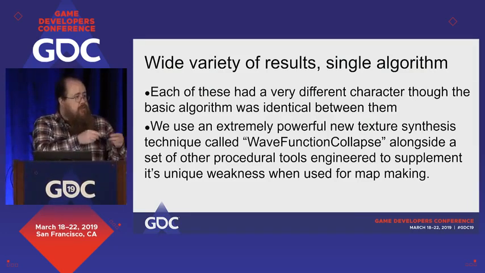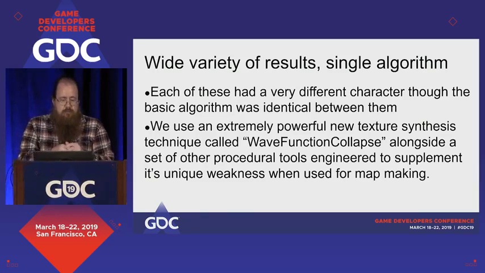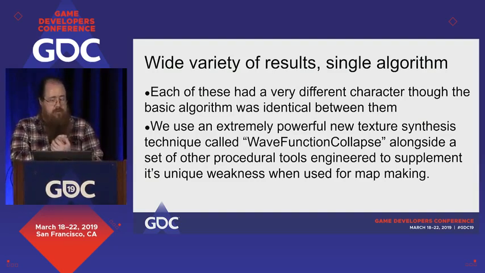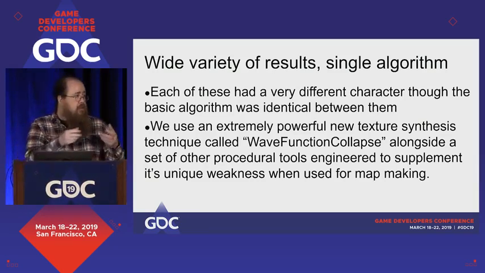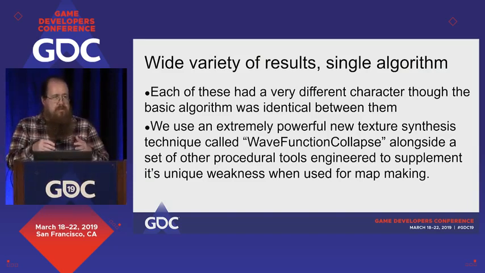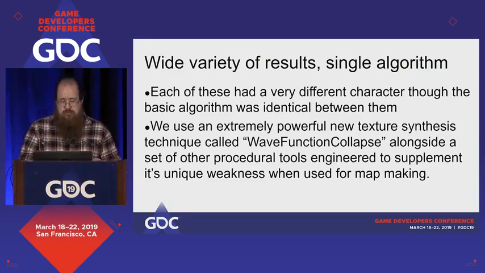and instead of using an individual technique to generate each of these, we use a powerful new texture synthesis technique called wave function collapse, alongside a few other tools that we use to supplement its weaknesses when applied to maps.